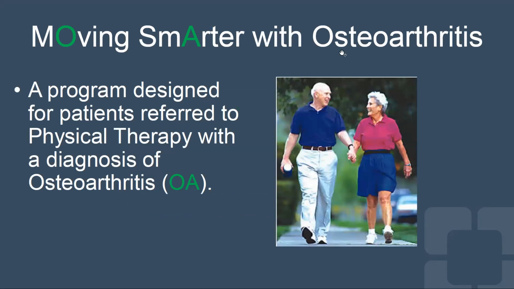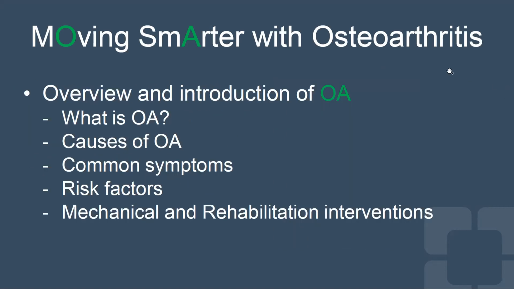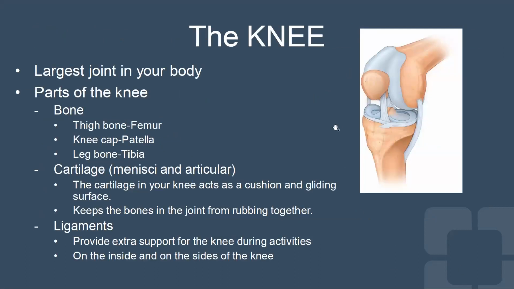So at the clinic, we have already developed a program called Moving Smarter with osteoarthritis. It's an online component for this class, and then there's also a nutrition class, but I'm sure you guys are covering a lot of that in here. So this PowerPoint is based off of that class. So we'll talk about what OA is, the causes of it, osteoarthritis, common symptoms, risk factors, and then mechanical and rehab interventions. So this PowerPoint is tailored down to the knee, but obviously it can be any joint in the body.